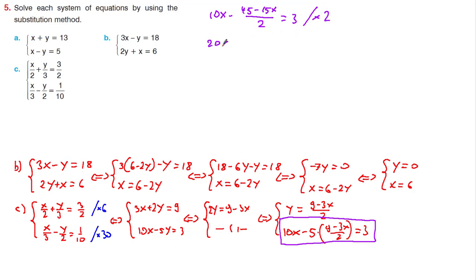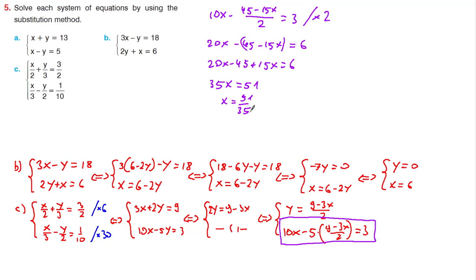We get 20x minus 45 minus 15x, this one should be in brackets, is equal to 6. 20x minus 45 plus 15x should be equal to 6. So 20x plus 15x, that's 35x is equal to 51. That makes x equals 51 over 35.